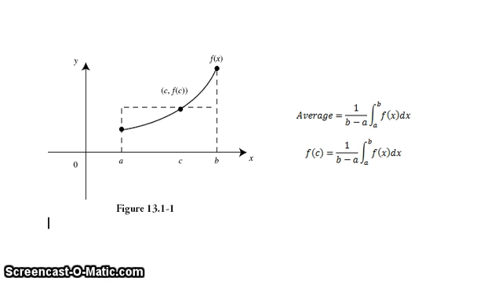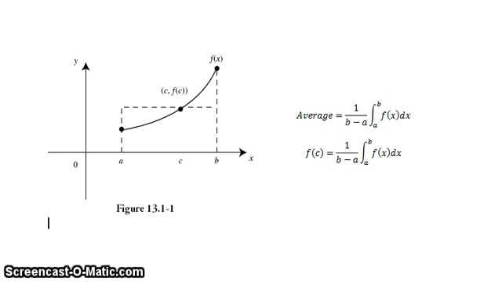As an example, if I wanted to find the average value of x squared between 0 and 2, I would first have to find the integral of x squared between 0 and 2. And then I would have to divide that by 2 minus 0. For the integral, I will get 8 over 3. And if I'm dividing that by 2, my average value would be 4 over 3. So that's an example of how to find the average value of a function.